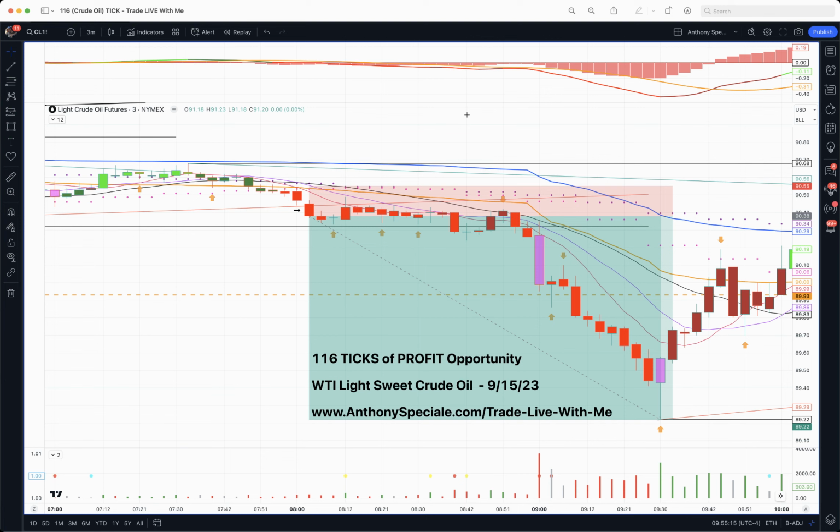So what we're looking at here is WTI light sweet crude oil. We are looking at a 116 tick fall out of bed tumble basically into the opening bell, where we found a bottom on this particular day. And I'm going to run through the things I look for.